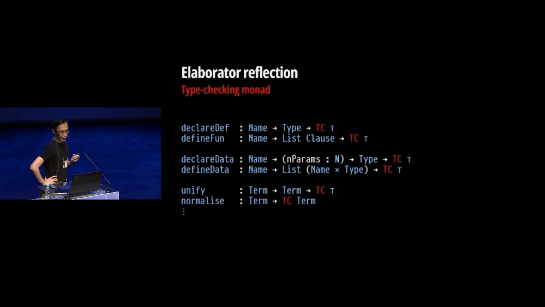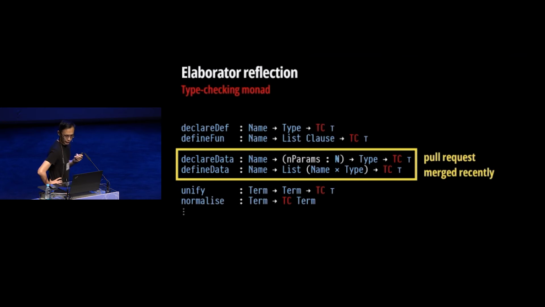So for example, we can use the first two primitives, declare def and define fun, to declare the type of a function and give the definition of the function. And my co-authors have spent quite some time hacking Agda to allow declaring data types and defining data types as well. And it's now in the development version of Agda, so you can try it out.